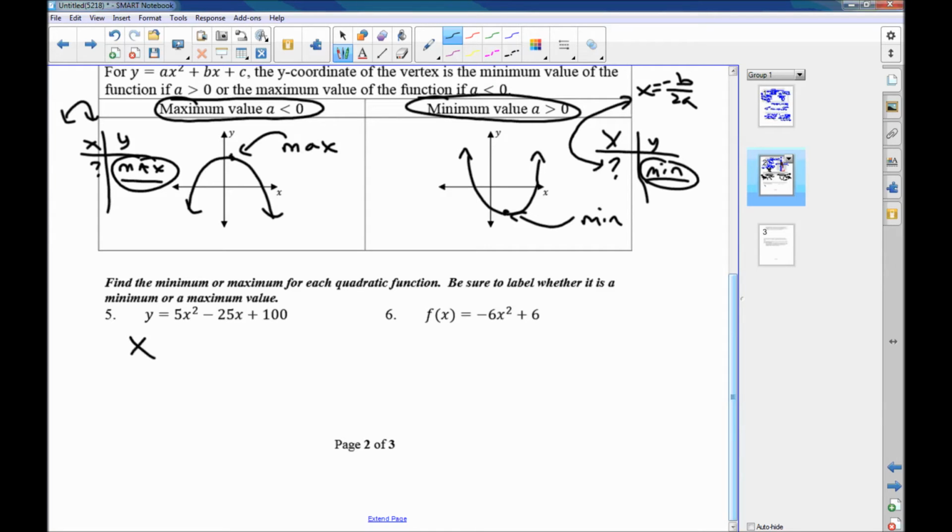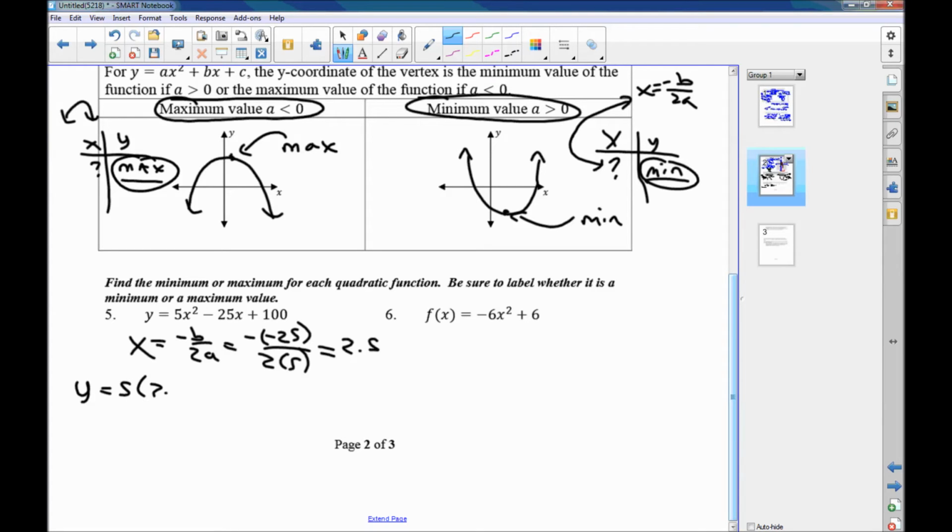All right, so first we're going to find our axis of symmetry. So negative b over 2a is negative negative 25 over 2 times 5. So that's 25 over 10, which is 2.5. All right. So that tells us the x where our vertex will be. We need to know the y part. So I'll plug that back in.